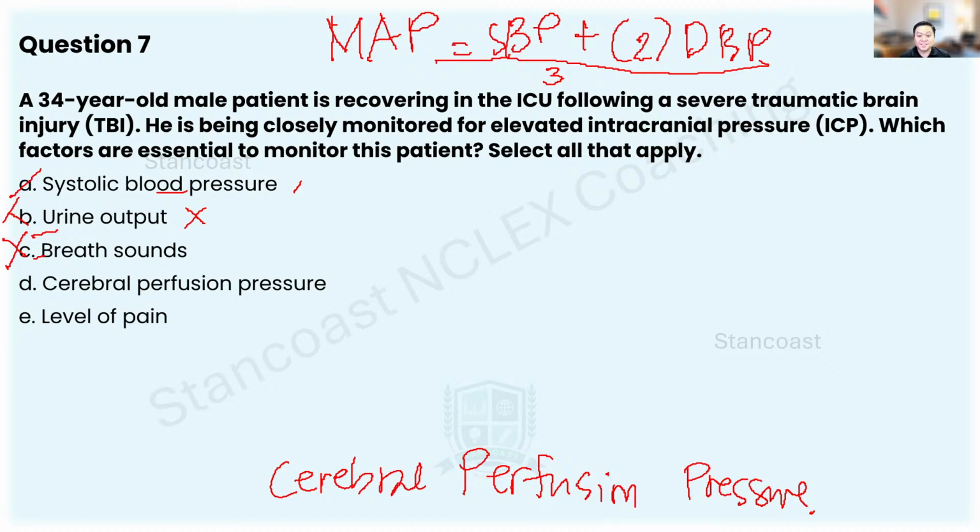What is this? This is going to be calculated as the difference between the mean arterial pressure. So the formula here is going to be like this. The mean arterial pressure, and this is going to be subtracted by the intracranial pressure value. Okay, so that will be our formula for the CPP. CPP is the cerebral perfusion pressure.